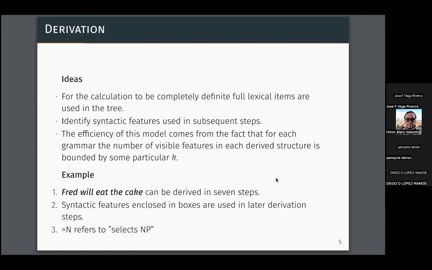So we want to pull extra items used in the tree to have a complete calculation. And we're going to identify the syntactic features that we're going to use in subsequent steps. So we only care about the ones that we're going to use later on. There are some that we're just going to totally forget about. And of course, Michael mentioned this a little bit in his presentation, but the efficiency of this model comes from the fact that for each grammar, the number of visible features in each derived structure is bounded by some k, and that would be determined by the particular linguist working on the tree.